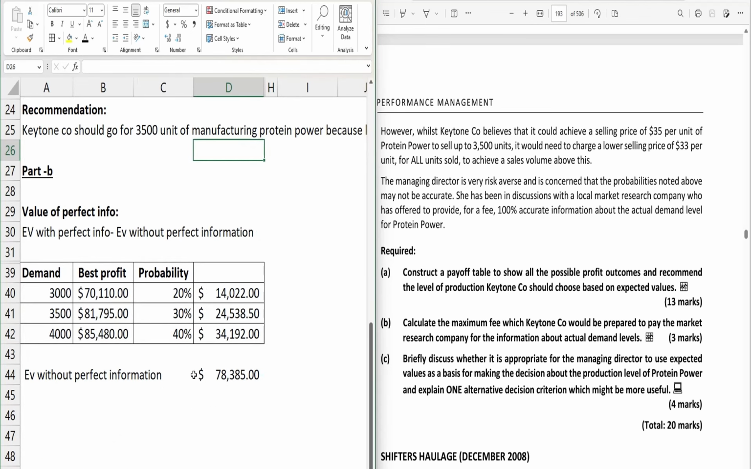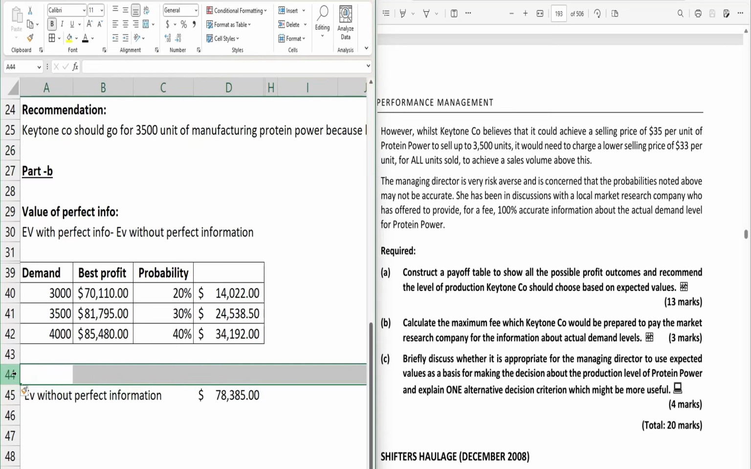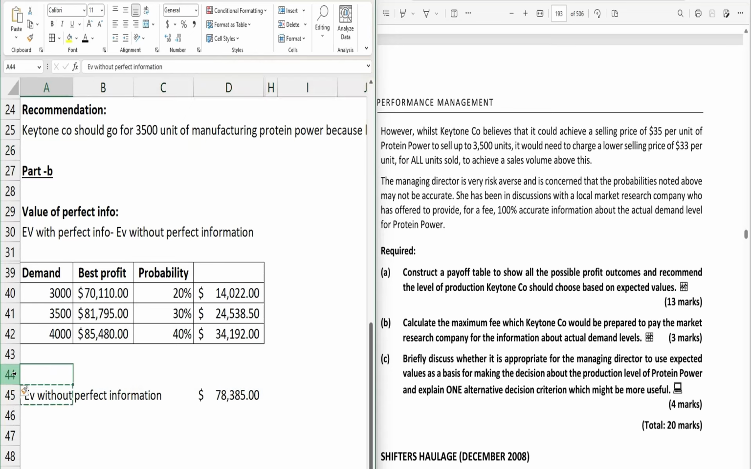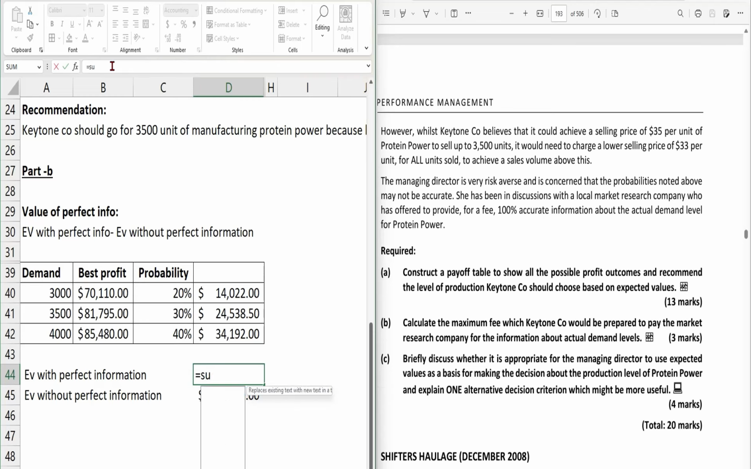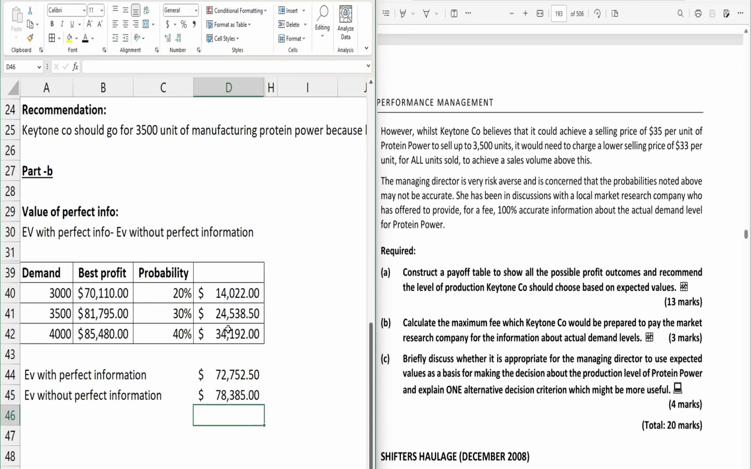Yes, so now the total of this will be your expected value with profit information. Okay, so we will just sum up all these figures. Yes, so now the difference of these two will be the maximum amount that the company will be ready to pay.